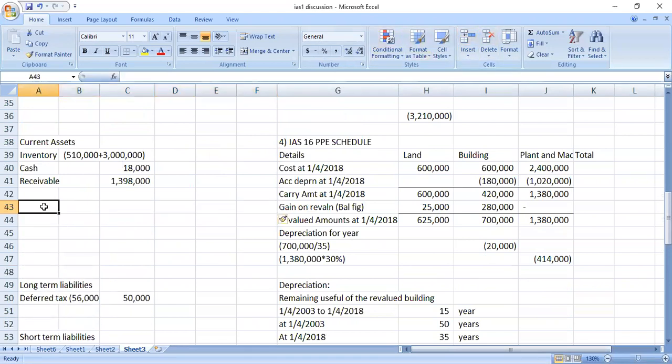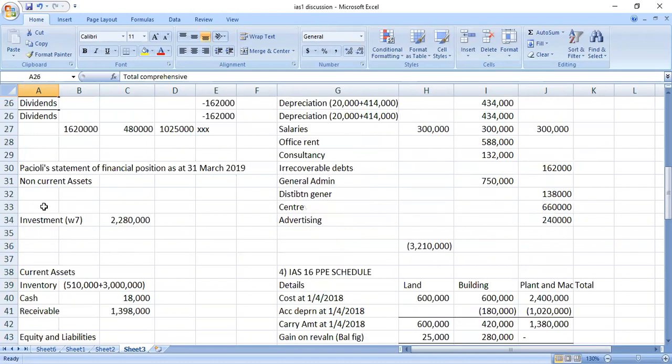So equity and liabilities. Then you say equity alone. Then you say ordinary shares, share premium, retained earnings, valuation reserve. Those balances come in, the ones from changes in equity.